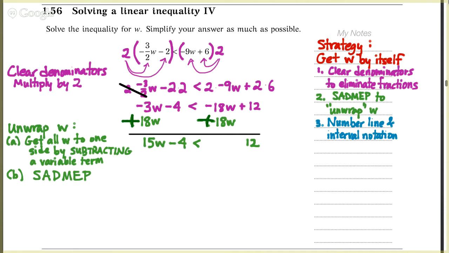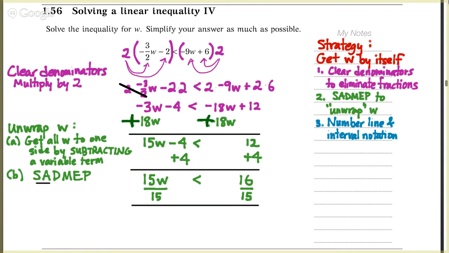So according to SADMEP, the first thing I want to do here is see if there's any addition or subtraction that can make my life easier. And there is. If I add 4 to both sides of this inequality, I'll get 15W on the left and 12 plus 4, 16 on the right. Now there's no more addition or subtraction I can do to make this simpler. So I'll go for division or multiplication.